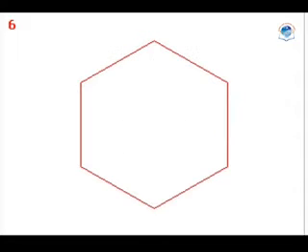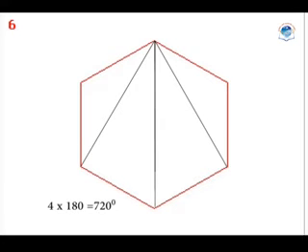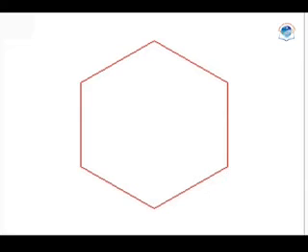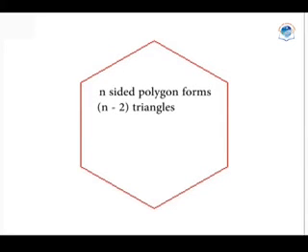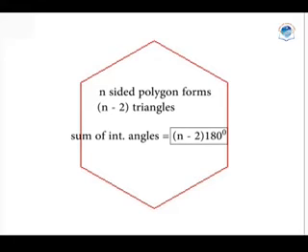In a hexagon, we shall have 4 triangles, giving us 4 times 180, which is equal to 720 degrees. Generally, for any polygon with n sides, we can form n minus 2 triangles. And so in total, we shall have n minus 2 times 180 degrees. This is the formula for finding the sum of the interior angles of any polygon, regular or irregular.